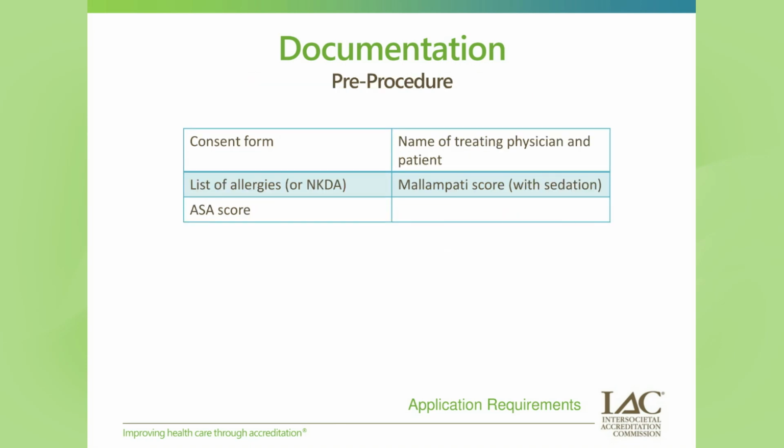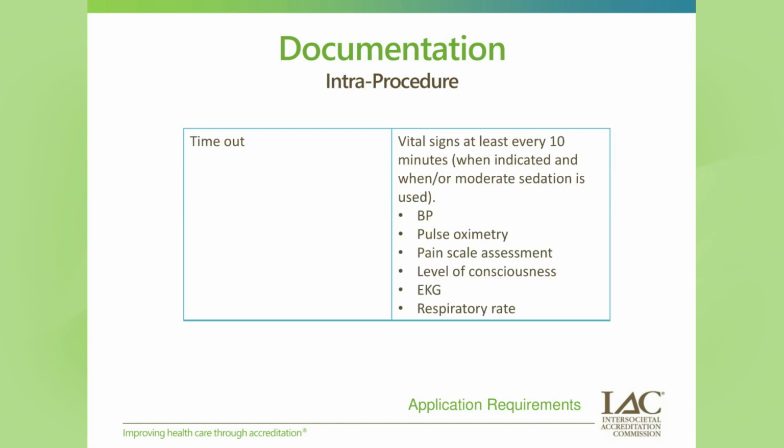Additionally, you are required to have a consent form. You must have documentation of the name of the treating physician and patient, a list of allergies. If there are no drug allergies, you will have to document that as well. The Mallampati score if you're using sedation, and an ASA score. You must also, intra-procedure, document and perform your timeout. If you're using moderate sedation, you must take vital signs at least every 10 minutes. That includes your blood pressure, pulse oximetry, pain scale assessment, level of consciousness, EKG, and respiratory rate.